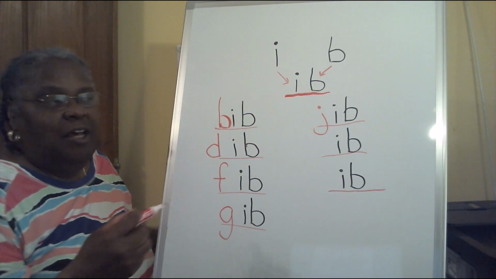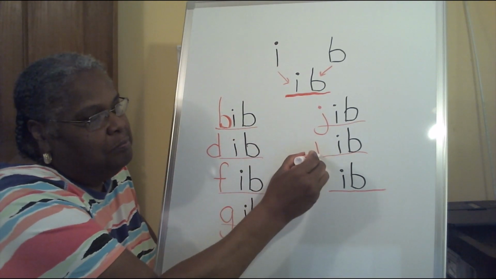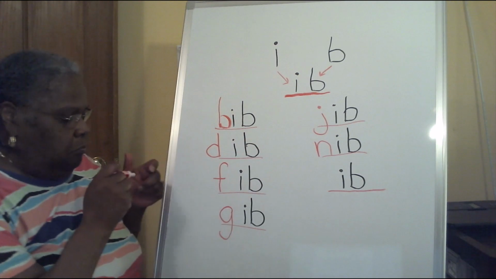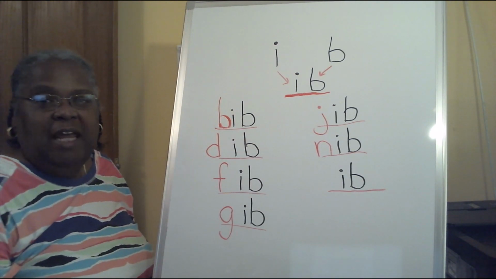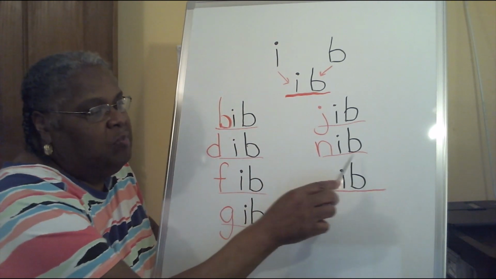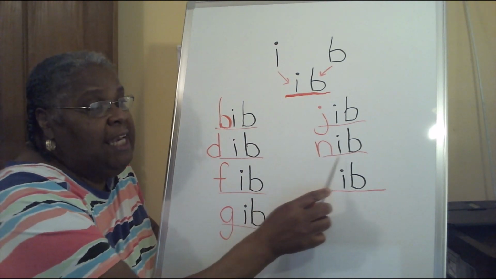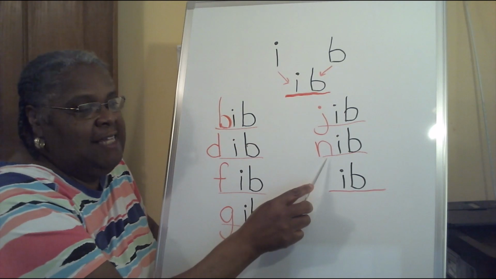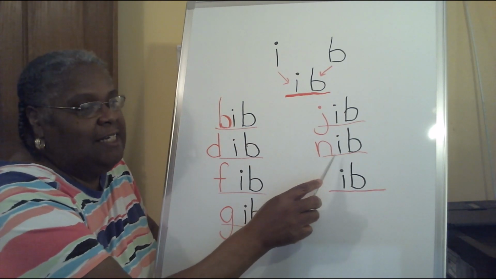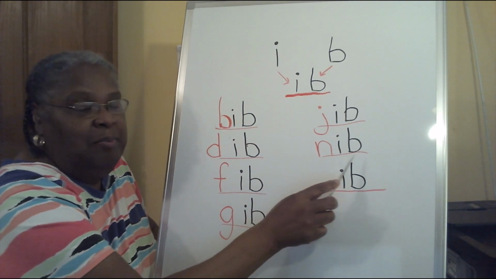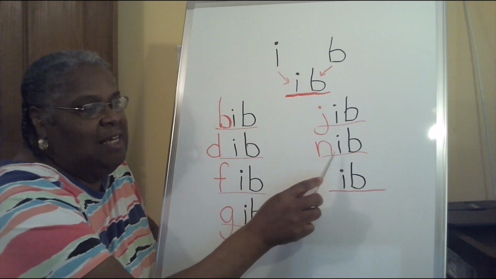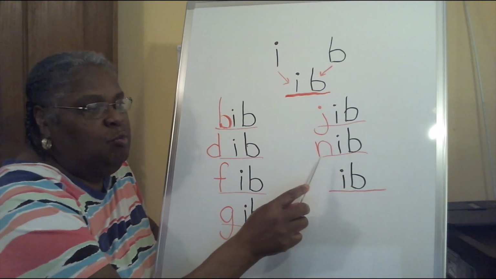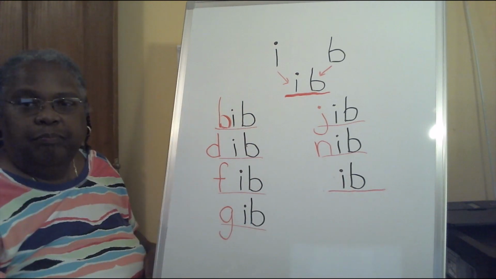When we put the letter N at the beginning of the blend IB, we form the word nib. Let us sound out the word together. Say the N sound, N. Say the sound of the blend, IB. Now say the N sound and the sound of the blend together smoothly, nib.